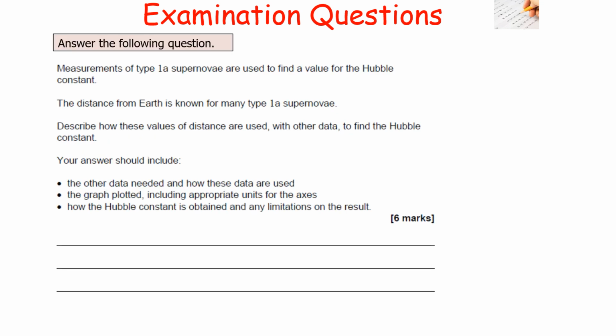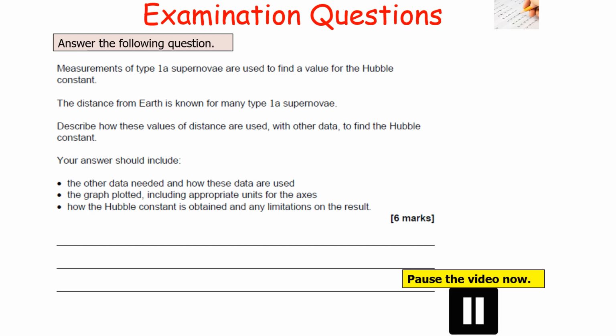The next question says, measurements of a type 1a supernova are used to find a value for the Hubble constant. The distance from Earth is known for many type 1a supernovae. Describe how these values of distance are used with other data to find the Hubble constant. Your answer should include the other data needed and how this data is used, the graph plotted including appropriate units for the axes, how the Hubble constant is obtained and any limitations on the result. So pause the video now, then unpause the video when you want to go through your answer.